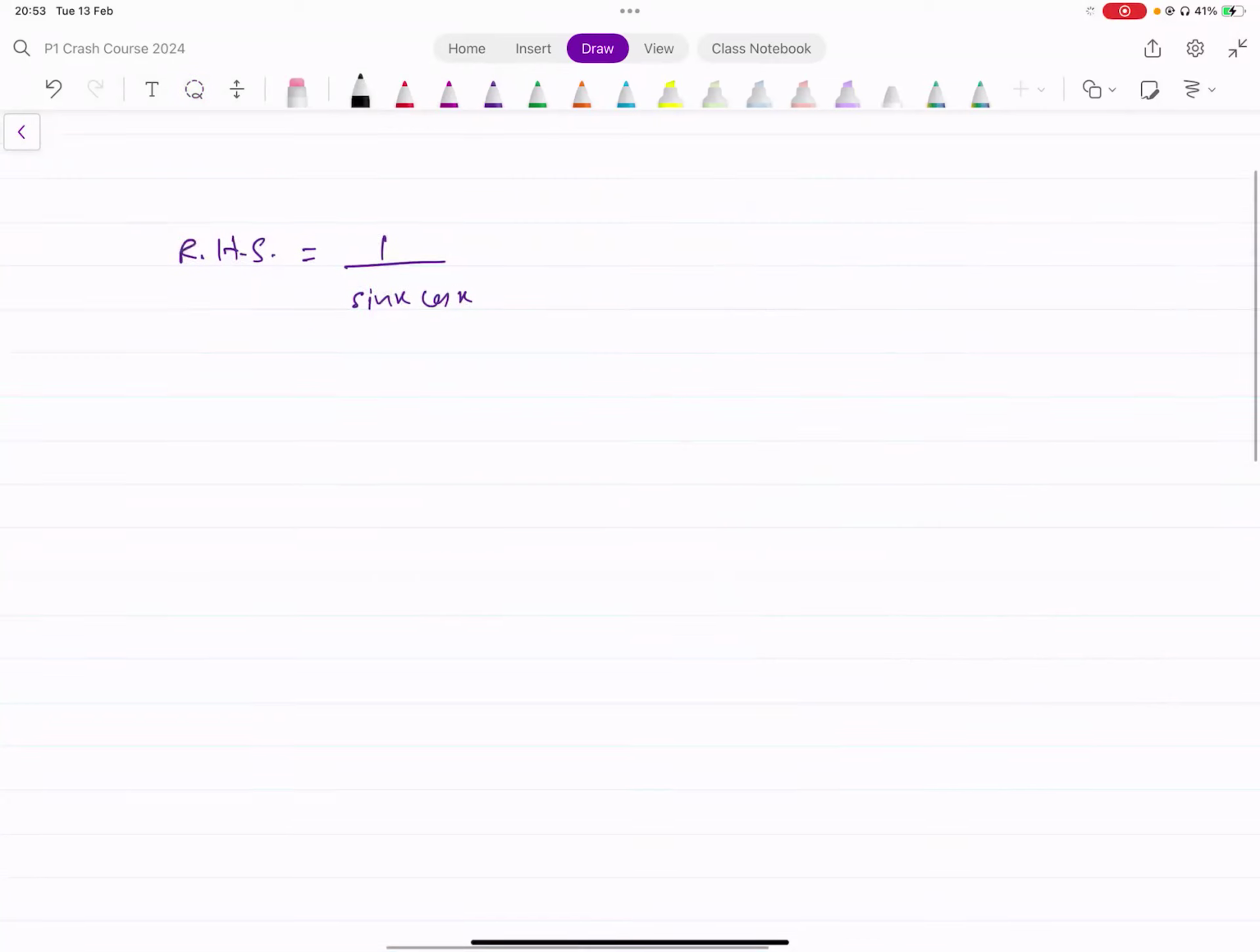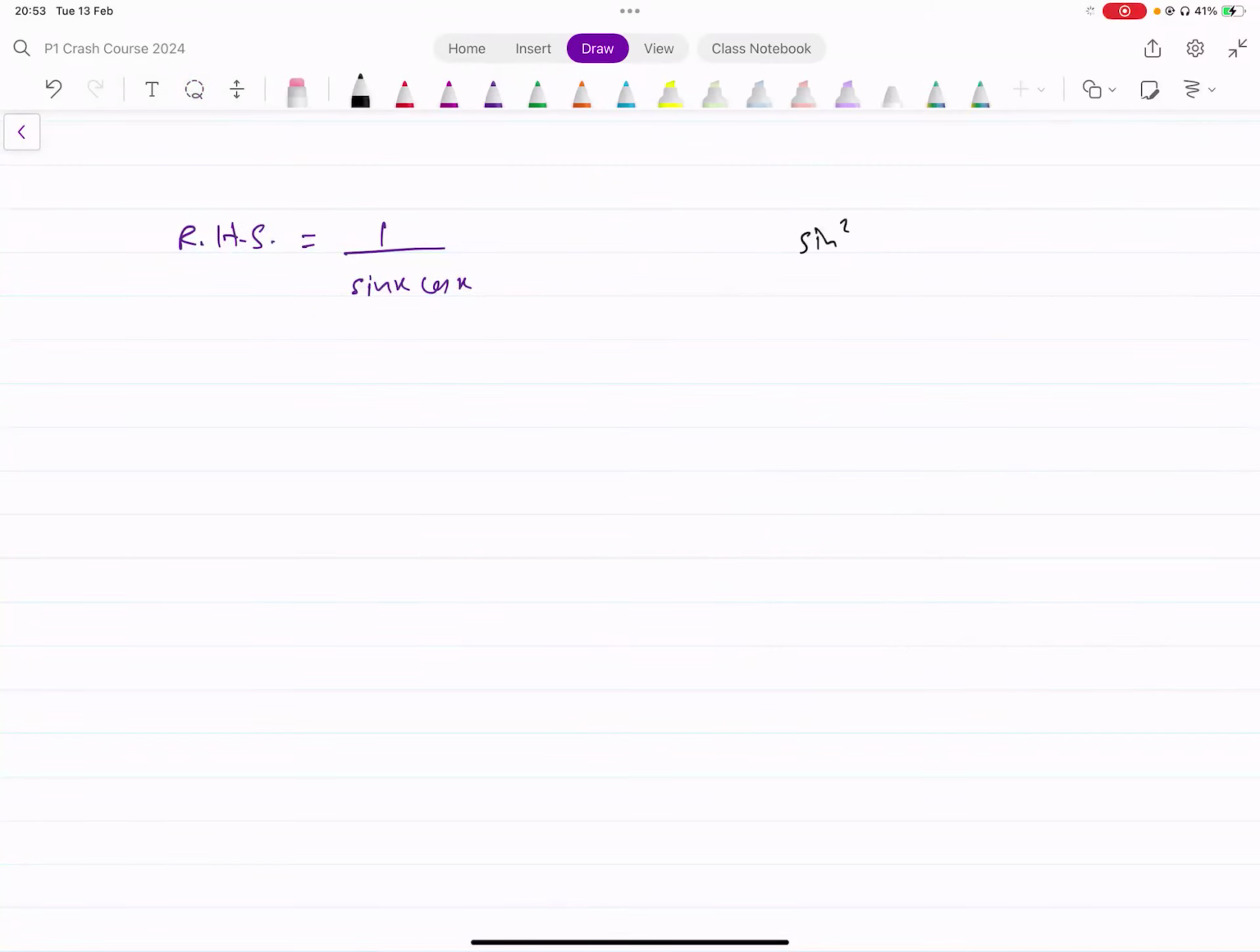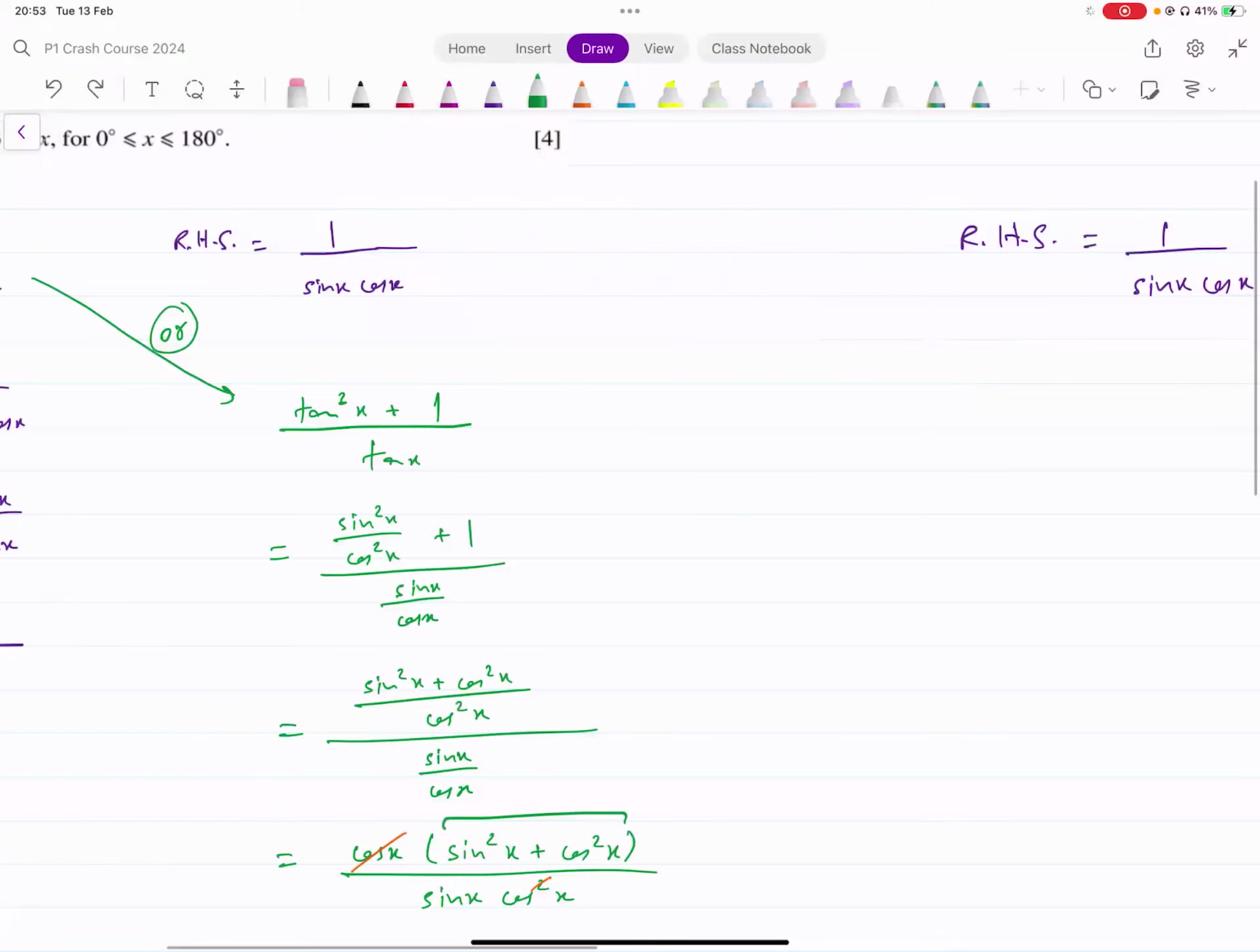Remember those two identities that you have? Sine square x plus cos square x, that's identical to 1. Tan x is identical to sine x over cos x. So what you'll do is, you'll say, this is 1, right? The idea is you want to split it into two parts like this. Tan x plus 1 over tan x.